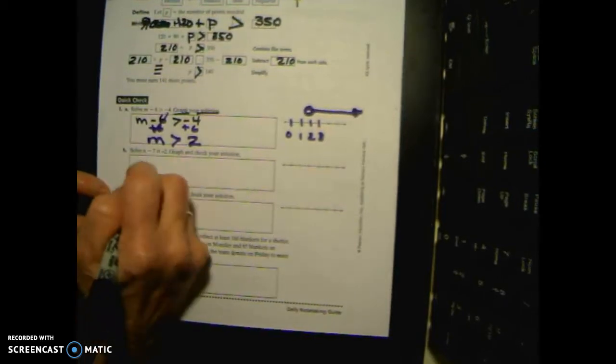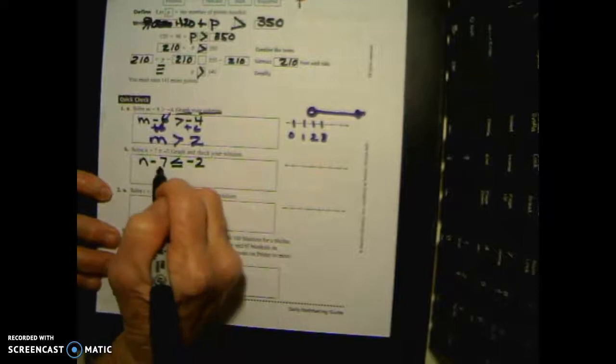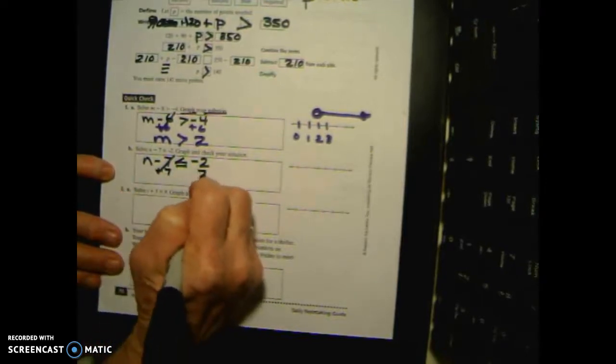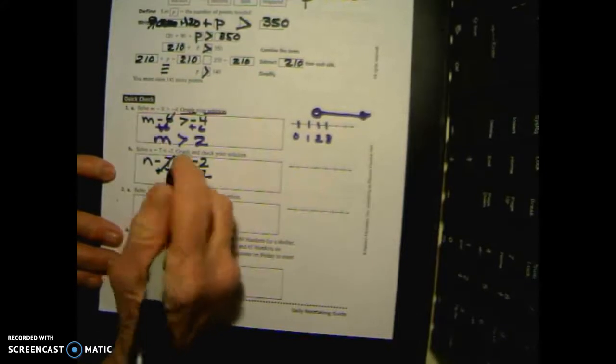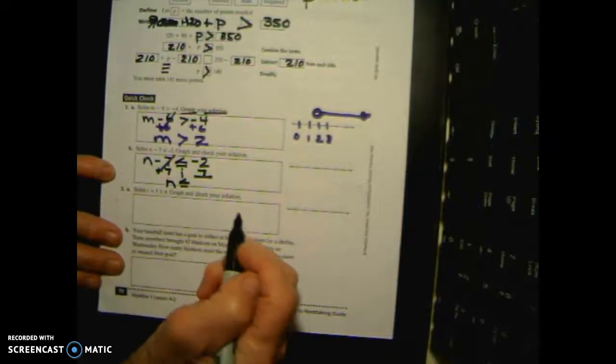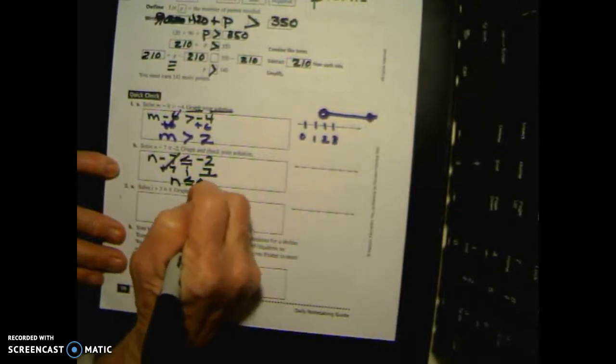Okay, letter B. I am solving n minus 7 is now less than or equal to negative 2. In this case, I want to move my 7 over, so I'm going to eliminate it from the left-hand side. The opposite of negative 7 is positive 7. I add positive 7. The 7's will cancel. I add positive 7 to this side, and I'm left with n is less than or equal. Always just bring this sign down. It never changes and it never switches, at least not when we're adding and subtracting. So n is less than or equal now to positive 5.